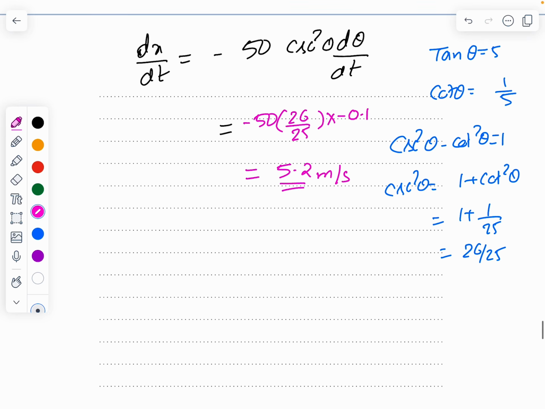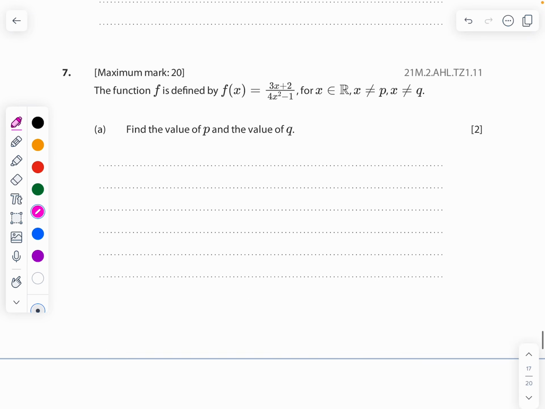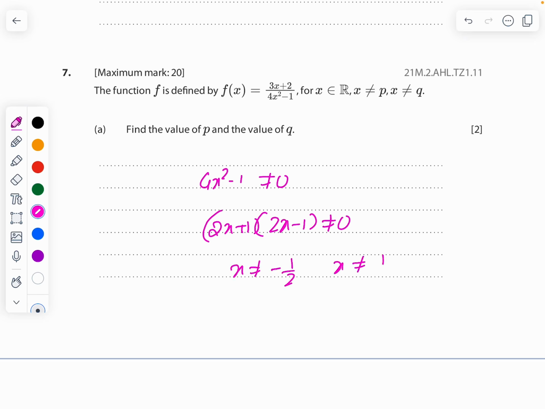Then question number 7. A function f is defined as f of x equals this much. Find the values of p and q. So 4x squared minus 1 should not be equal to 0, which can be written as 2x plus 1 times 2x minus 1 is not equal to 0. So x is not equal to negative 1 upon 2, and x is not equal to positive 1 upon 2. So p is going to be plus 1 upon 2, and q is negative 1 upon 2.